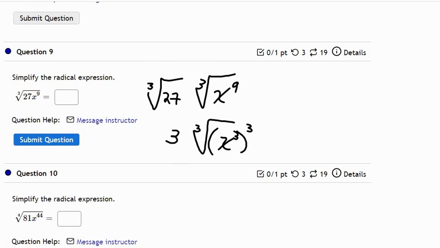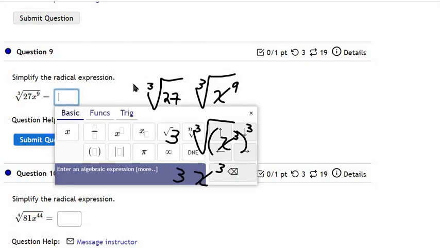And then I have my answer as 3, and then the cube root of x to the 3rd cubed. This cube root and this cube cancel, leaving just x to the 3rd. And once again, because the index is odd, 3 is an odd number, I don't have to worry about absolute values at all. And my answer then is just 3x to the third. 3x to the power of 3.